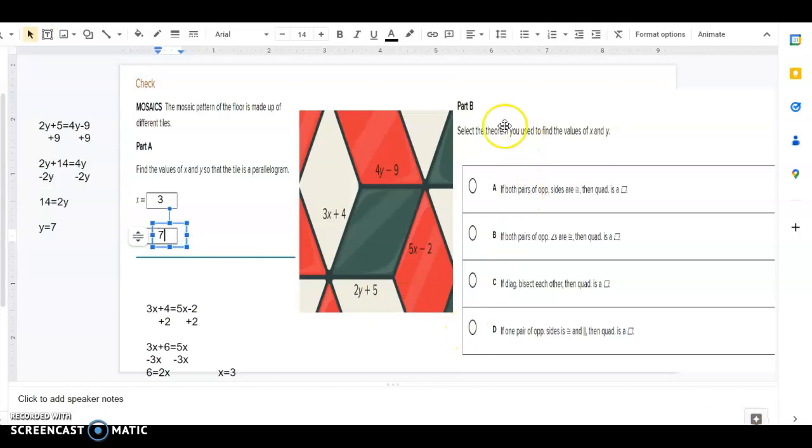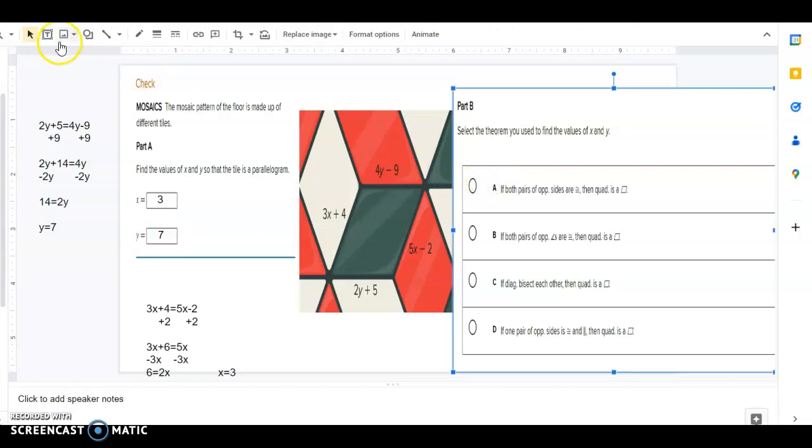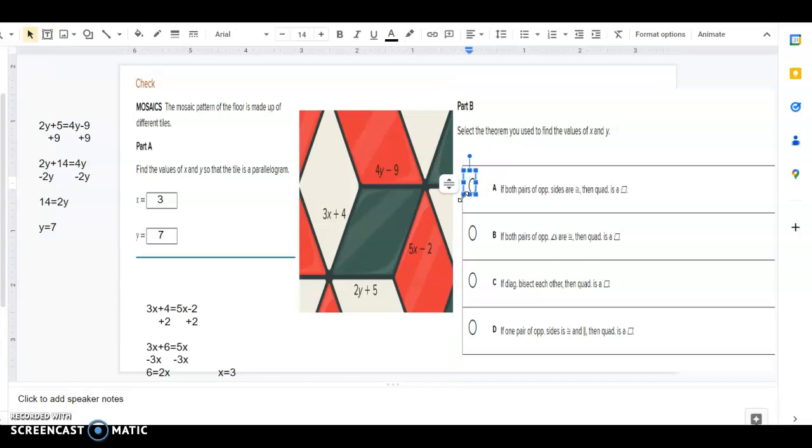So let's read. What theorem did I use? I didn't use the angles, and I didn't use the bisect. So it's between these. If both pairs of the opposite sides are congruent, then it's a parallelogram. And if one pair of them is equal, then it is. Both of them were equal to each other. So my answer would be A. Put a check mark over top of A for next.